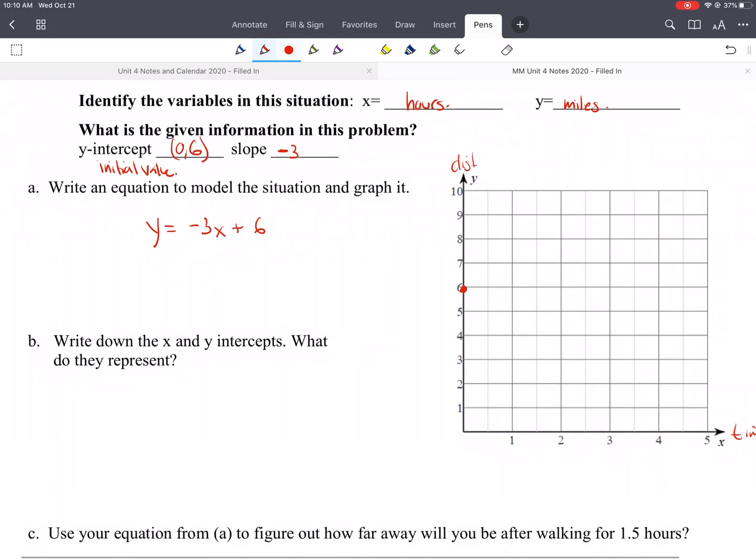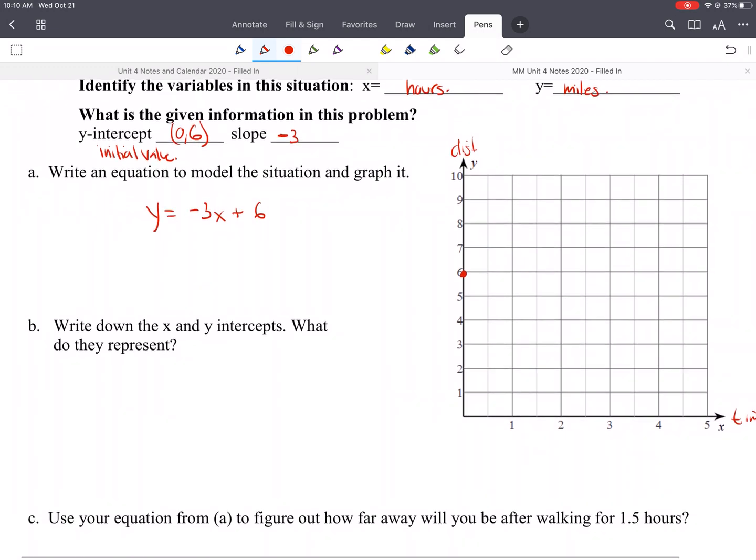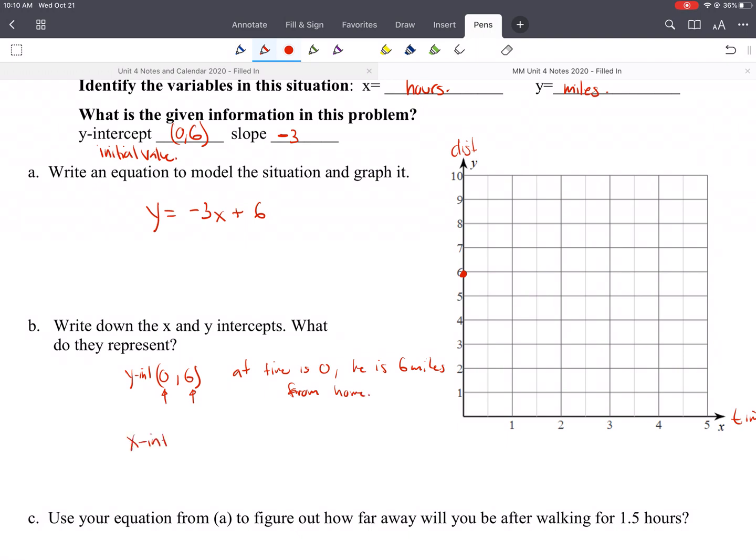It says write down the x and y intercepts, and what do they represent? So we already have the y-intercept, y-int is 0, 6. And what does that represent? Well, it represents how far he is initially, the distance initially. At time equals 0, he's 6 miles away. And you could even write it that way: at time is 0, he is 6 miles away from home.